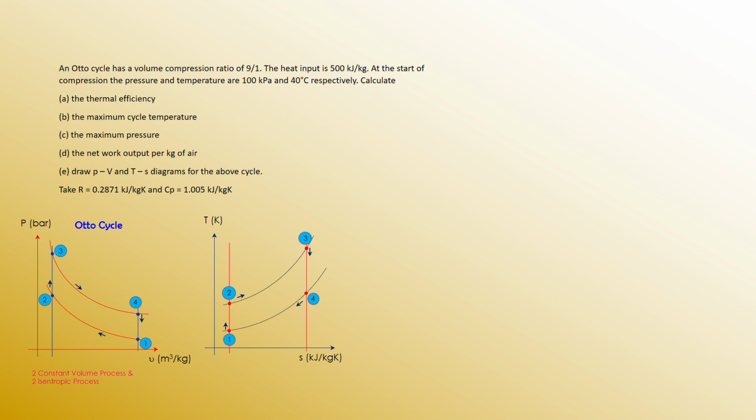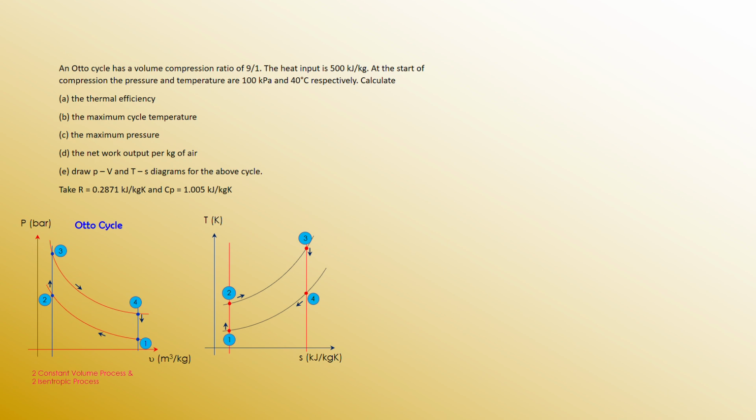So for heat supply and heat rejected under constant volume process, it should be equal to CV multiplied by T3 minus T2 for the heat supply, and then CV times T4 minus T1 for the heat rejected. How did you get CV T? Then you have to refer back to your non-flow energy equation. Okay, so the heat supply is 500 kJ per kg.